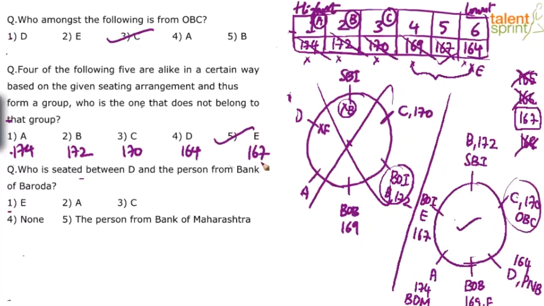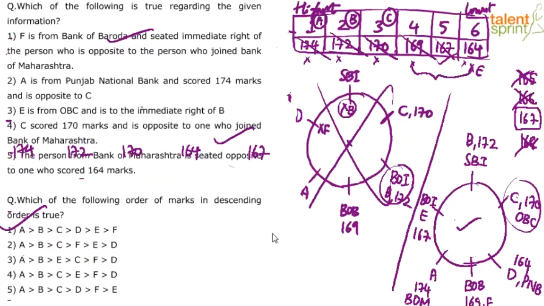Anyway, next question. Who is seated between D and the person from Bank of Baroda? So D is here, and Bank of Baroda is here. Between D and Bank of Baroda, who is seated? No one is seated. So none should be the answer. Two more questions, I guess. Let me just present those two questions as well.